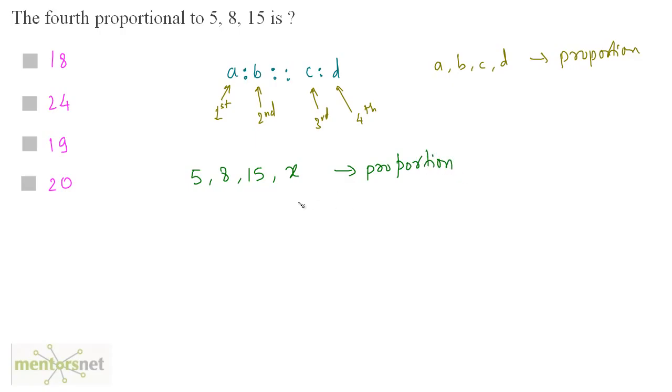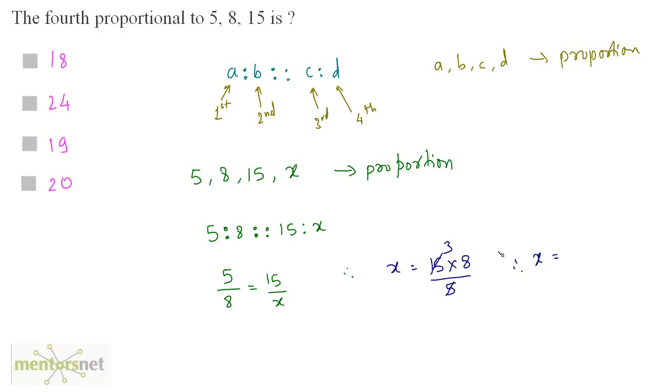Now when these numbers are in proportion, I can say that the ratio 5:8 is proportionate to the ratio 15:x. So therefore 5/8 is equal to 15/x. You know what a proportion is, right? Proportion is nothing but equality of ratios. So therefore we can find out the value of x from here. X is equal to 15 times 8/5. 5 3s are 15, so therefore x is 3 8s are 24, and we have our answer, option B.